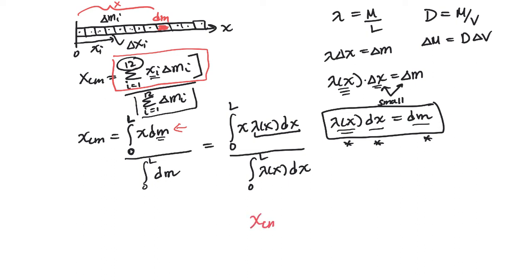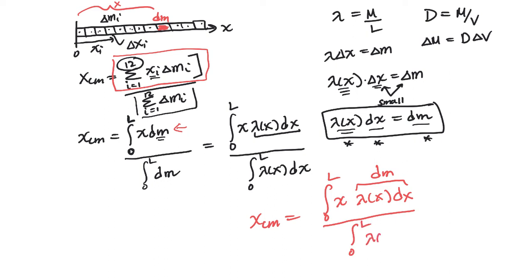X center of mass is equal to the integral from 0 to L of x, which is the position, times lambda of x dx, which remember was just your little dm's, your little pieces of mass, so x dm, x_i m_i, divided by the integral from 0 to L of just the masses, so just lambda of x dx. Let's go on to the next page and look at a couple of situations now. How do I get to the next page? Here we go. All right, I'm on the next page.